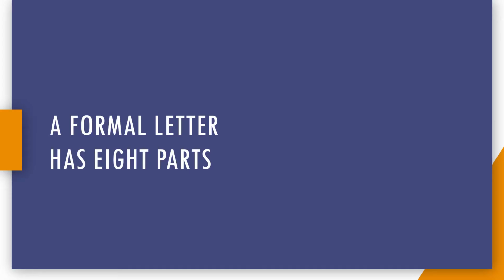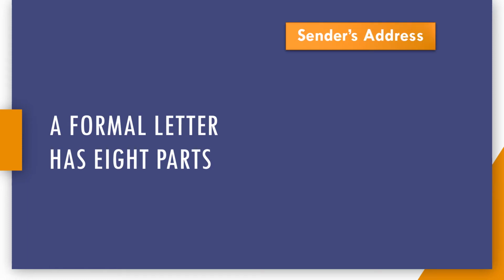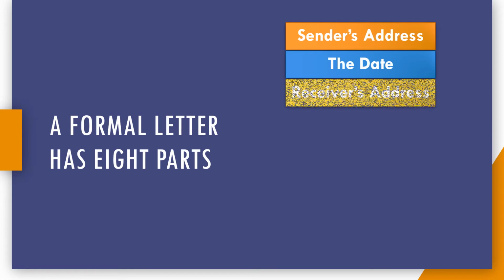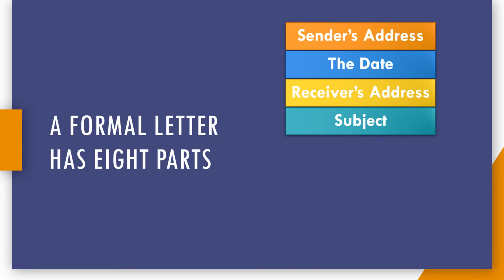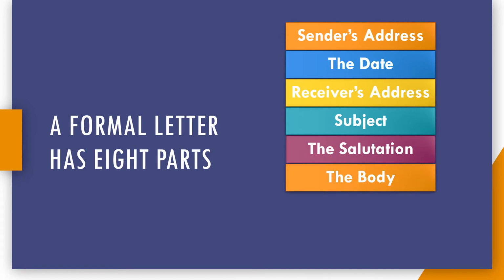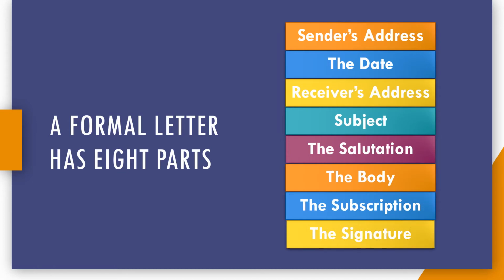To make it easier for all of us to write a formal letter, I have divided it into 8 parts. Let us see what they are. Number 1, sender's address. Number 2, the date. Number 3, receiver's address. Subject. The salutation. The body. The subscription. And the signature.